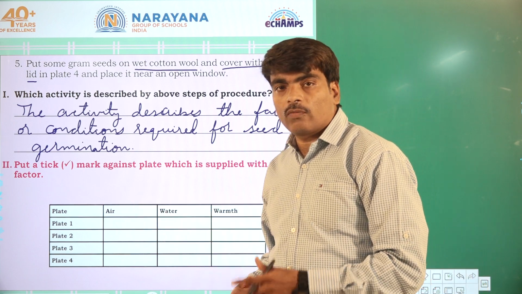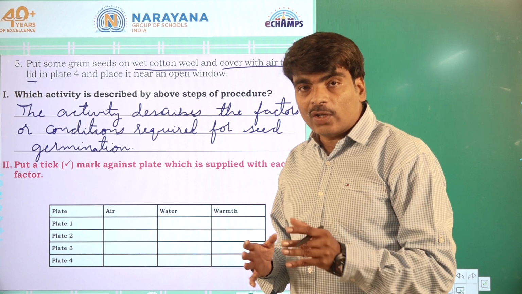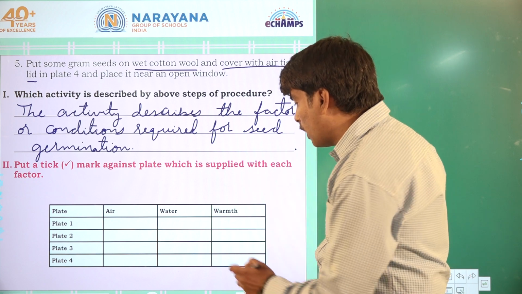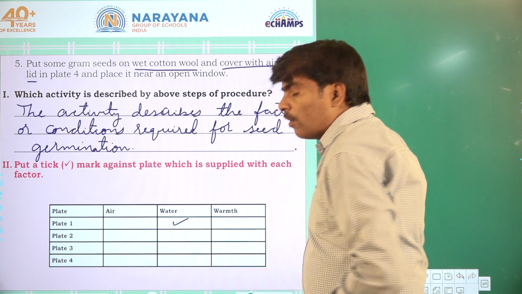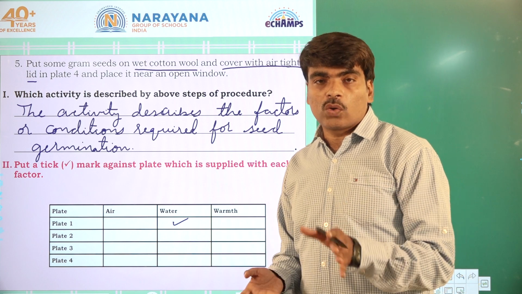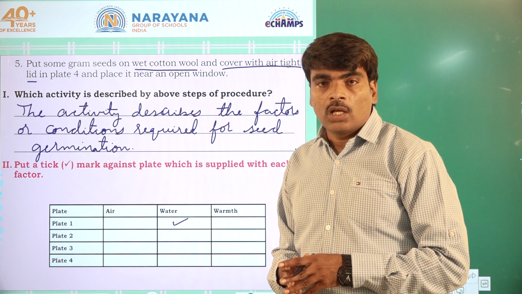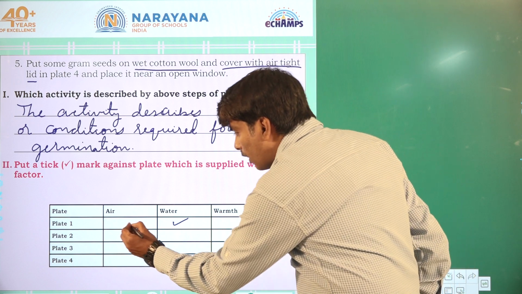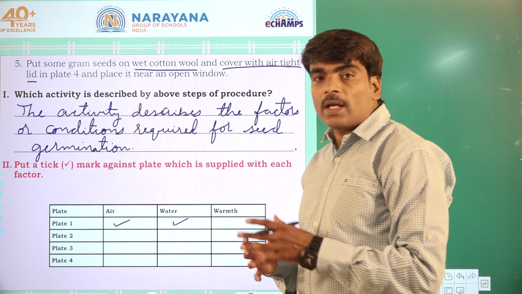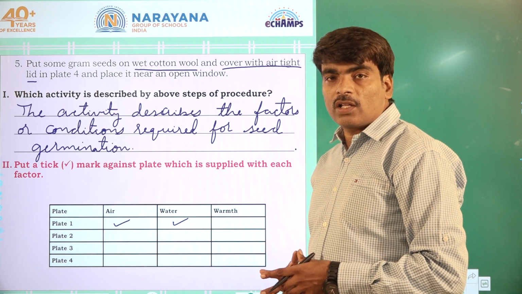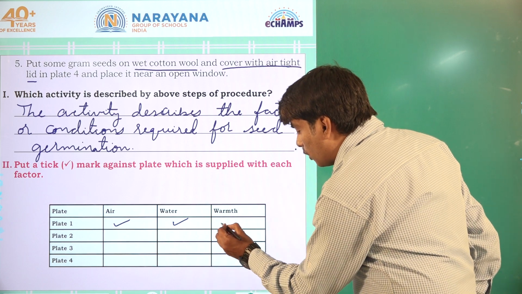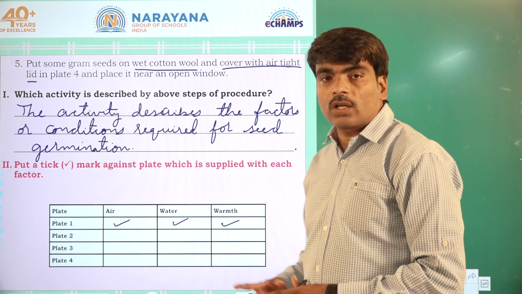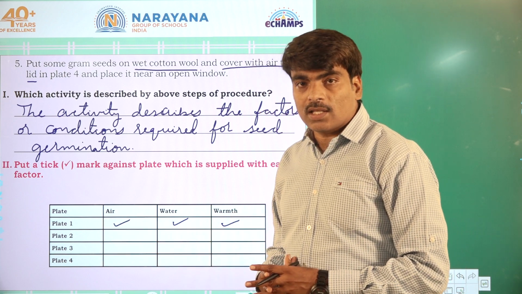In the plate 1, what we have done, we have taken a wet cotton wool. It means water is provided to it. We are not covering it, nor we are closing it in any box. It is placed near a window. It means that it is receiving air. As we are placing near a window, sunlight will reach, so it is receiving the warmth. Okay, this is what plate 1 is receiving.